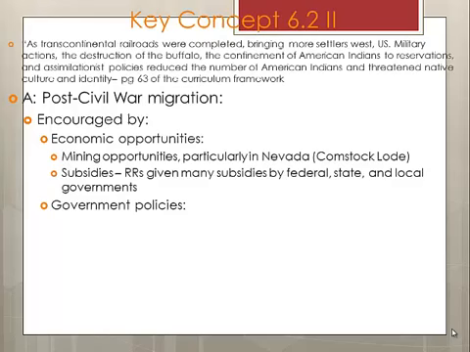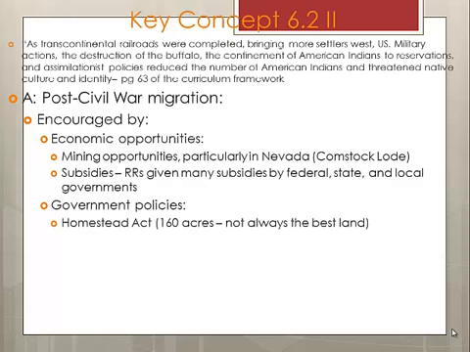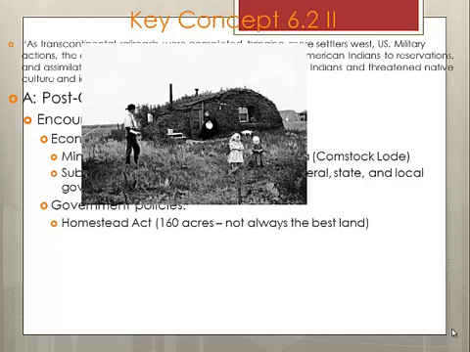Government policies also encouraged migration. You see the Homestead Act from 1862. This provided 160 acres of land, although it was not always the best land. A lot of times it was dry, but it still encouraged people to move out west, families to move out west and build homes.